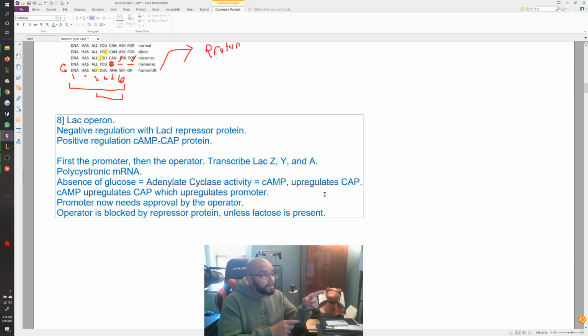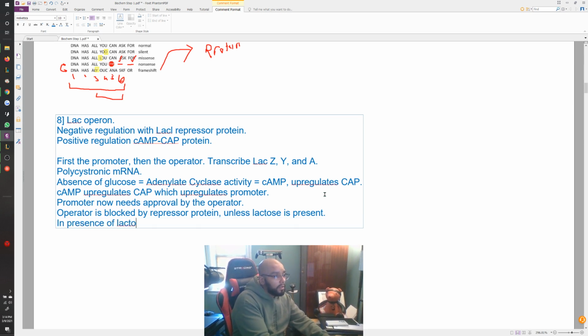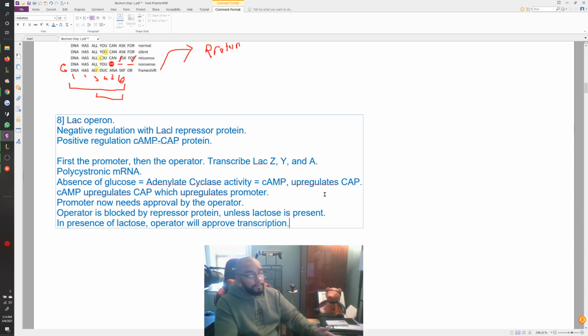So in the absence of glucose, promoter was working, and in the presence of lactose, the operator will approve transcription. And that's it. That's really the only thing you need to know about here. It's really not as complex as the book kind of makes it look like. I mean, the images they show on the right side with the 4 different states and what occurs in each of them is really just there to break it down for you.